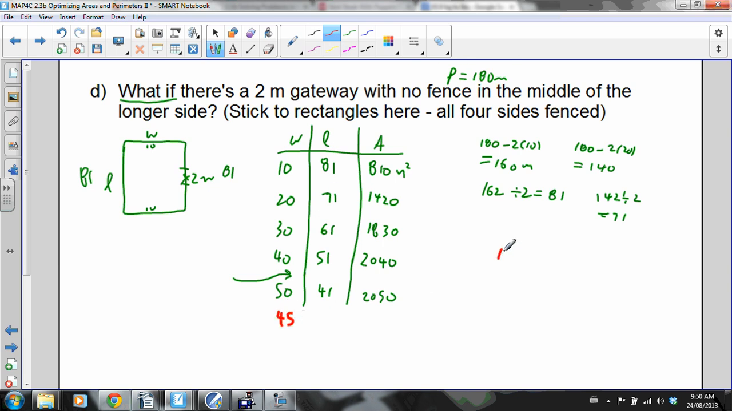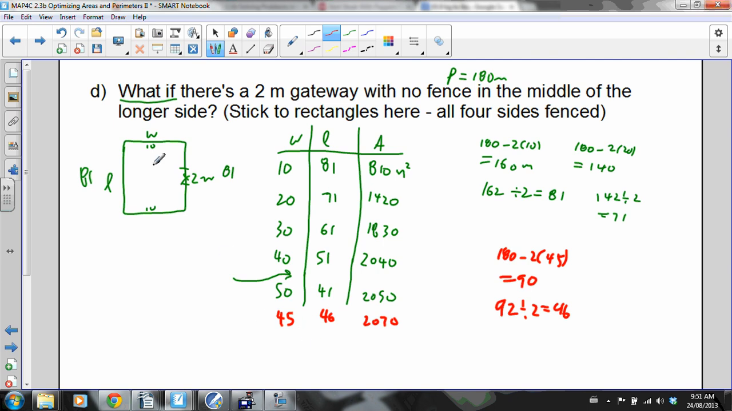So if I go 180, subtract 2 times 45, that gives me 90 meters. But I really don't have 90 meters for the two lengths. I've got 92 because of the gate. The length is actually 46. And again, this is pretty close to a square, and this is a little bit better than the ones that we've got. How much would we have to fiddle around with this to get it to be perfectly square?